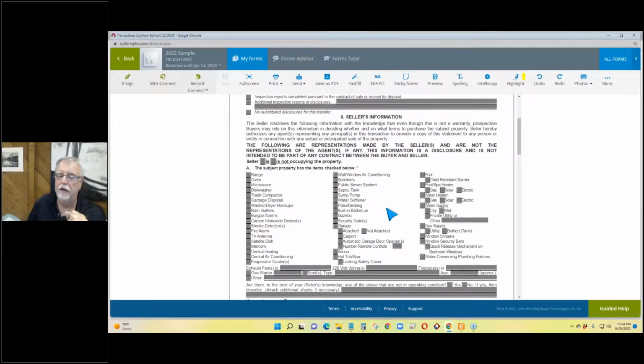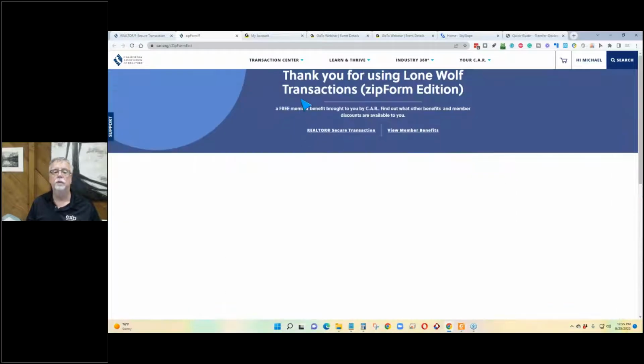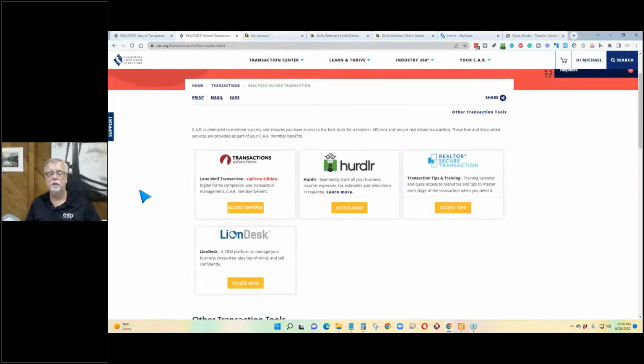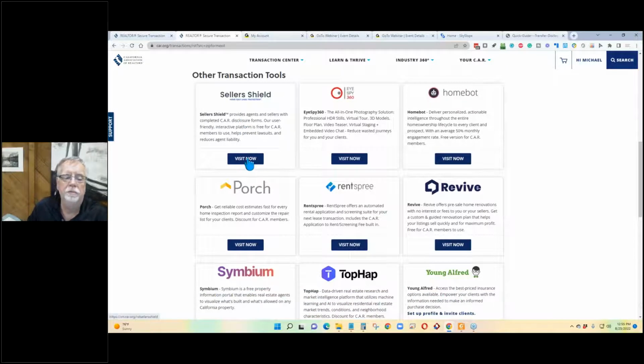The interface is not that good. I'm just saying this is not an easy form to fill out using zip forms. It's just my opinion, right? Not an easy one. So what would be an easier way to do it? And again, we would log in like we're going to secure transactions, but we're going to scroll down and we're going to go to something called Seller's Shield.